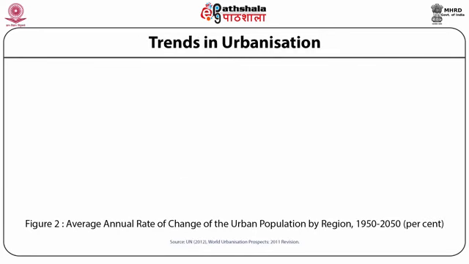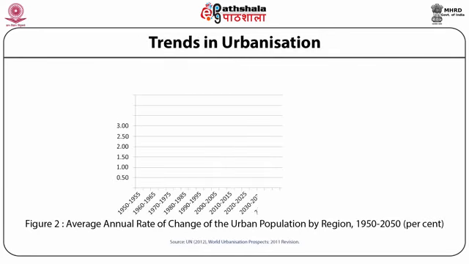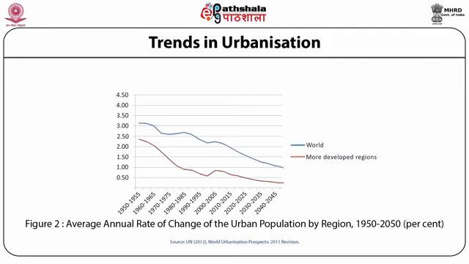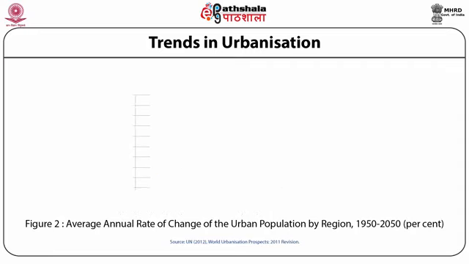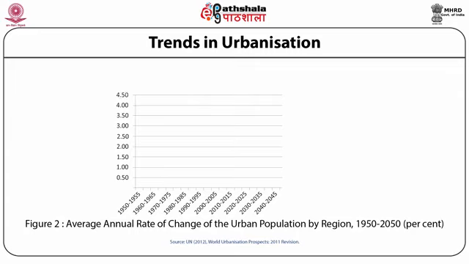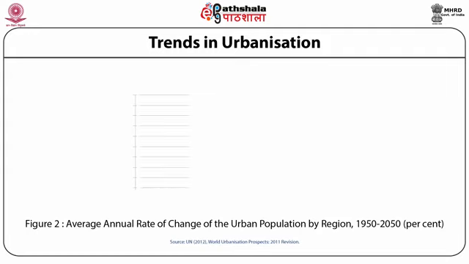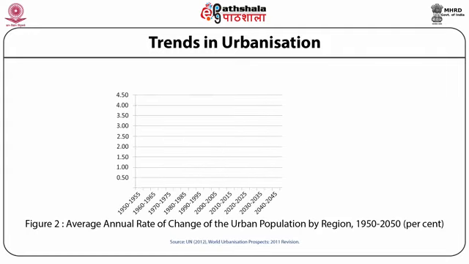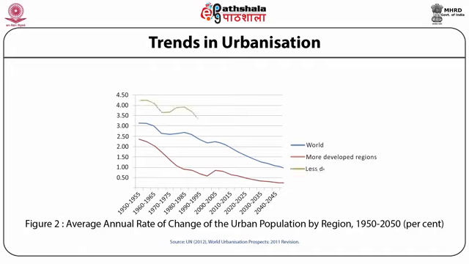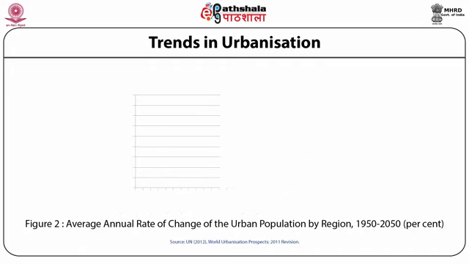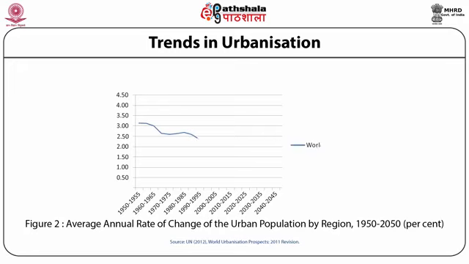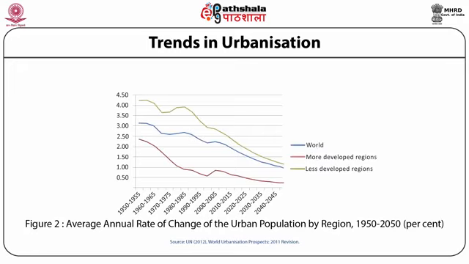This can be observed from Figure 2. According to UN projections, the world urban population is expected to increase from 3.6 billion in 2011 to 6.3 billion in 2050. Virtually all of the expected growth in the world population will be concentrated in the urban areas of the less developed regions, whose population is projected to increase from 2.7 billion in 2011 to 5.1 billion in 2050.